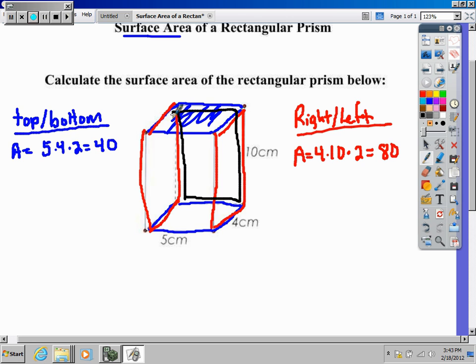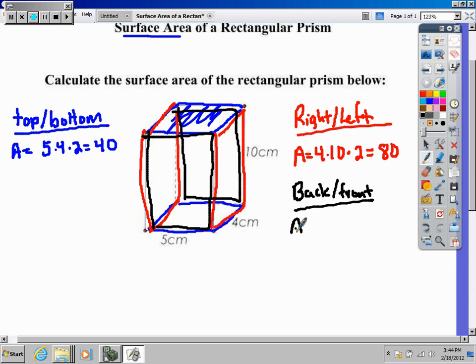Then I look at the back and the front. So remember, there's 6 total sides that we're talking about here. The bottom length horizontally would be 5. 5 is our width. The height is the height of the rectangular prism, which is 10. But again, there's 2 of them. So 50 times 2 is 100.